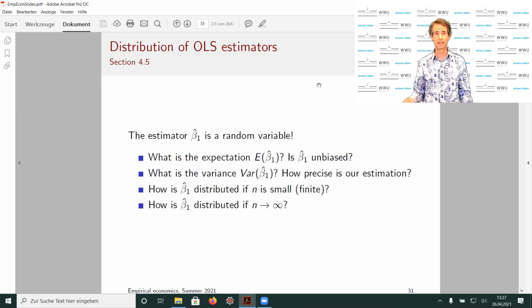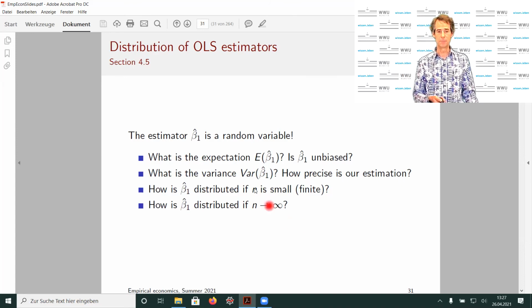And that means that the data you use to calculate the estimators beta 1 hat and beta 0 hat are random. And if you use random data to compute a quantity, then of course this quantity is also random. That's the most important part.